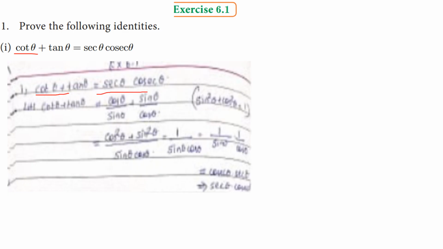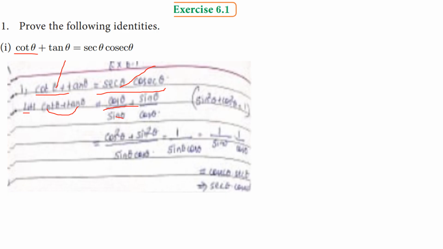We have to prove. This is LHS and this is RHS. First, take LHS. Cot theta plus tan theta. First, you revise all identities. Afterwards, you go through this exercise. Cot theta means what? Cos theta by sin theta. Tan theta means sin theta by cos theta. First you write it cos theta by sin theta plus sin theta by cos theta.